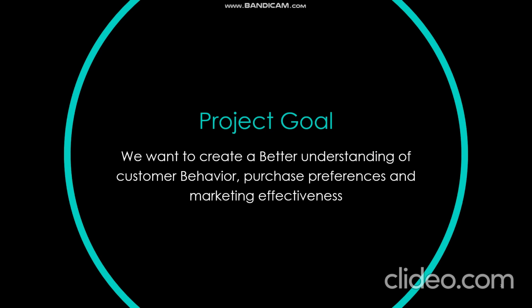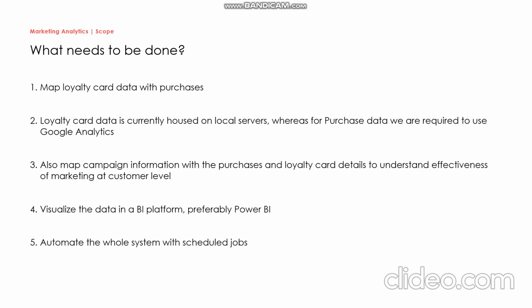So what we need to do over here is to get everything done, to meet the expectations of our marketing managers. We will have to first of all map the loyalty card data with the purchases that are happening. Now the loyalty card data is currently housed on our local servers, which means that it is somewhere either on your local server or your local system or some other CRM based servers which are actually on premises. Whereas the purchase data is actually housed in Google Analytics.